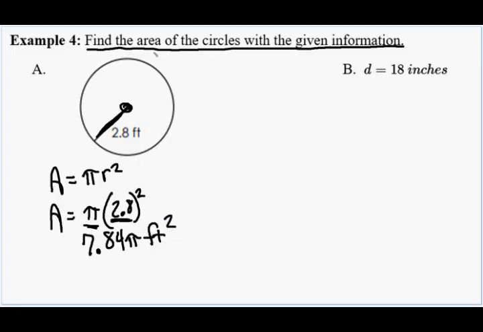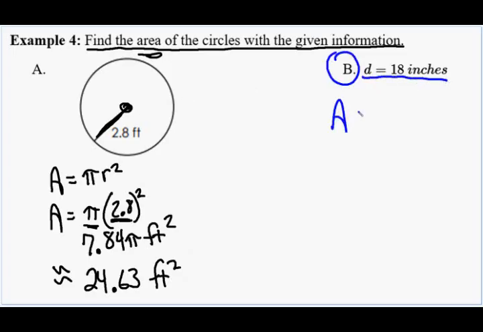Squared footage because we're finding area. And if we multiply the 7.84 by pi, we could also have the rounded value of 24.63 square feet. Now when we come over to part B, they didn't give us a picture, but they did give us the diameter. Area equals pi r squared.